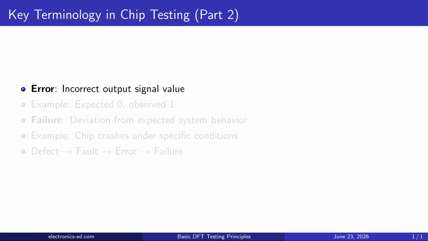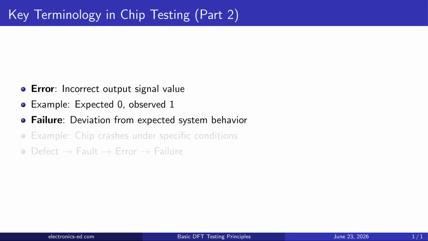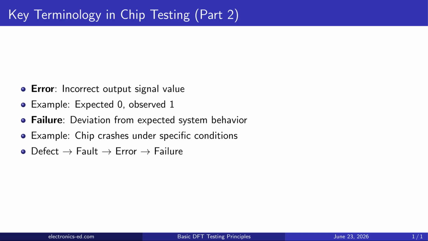An error is an incorrect output signal value from the circuit. For instance, when we expect a 0 but observe a 1. A failure is a deviation from the expected system behavior. An example is when a chip crashes under specific operating conditions. The chain goes from a defect to a fault, then to an error, and ultimately to a failure.